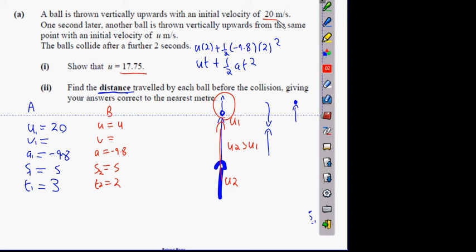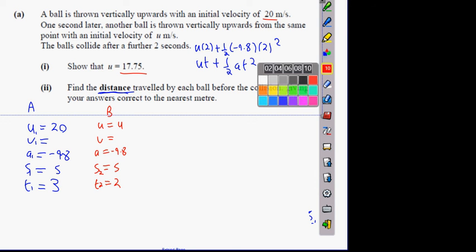Okay? Second scenario is the first ball is on its way down and the second ball is on its way up. In a scenario like this, what we have to be very careful about is calculating the total distance travelled. Okay? So what we need to be very careful about is the fact that the first ball, while the displacements are identical, the distance travelled are different.